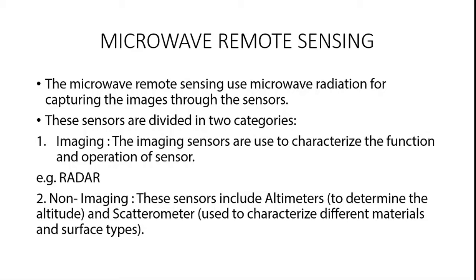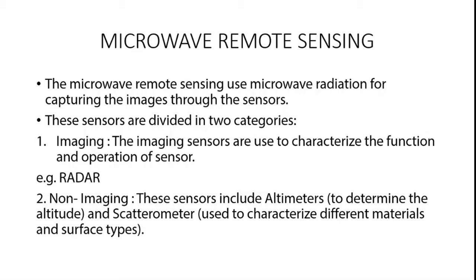So what is the function and operation of a sensor? That is called imaging sensors in microwave remote sensing. For example, radar, that is radio detecting and ranging, the full form of radar. And second is non-imaging, which includes the altimeter. Altimeters are used to determine the altitude or height of any object from the mean sea level.